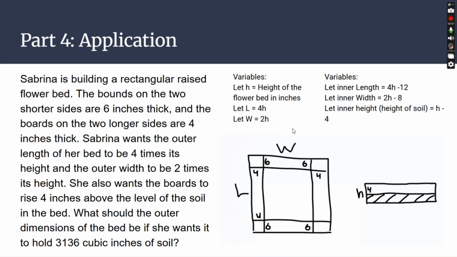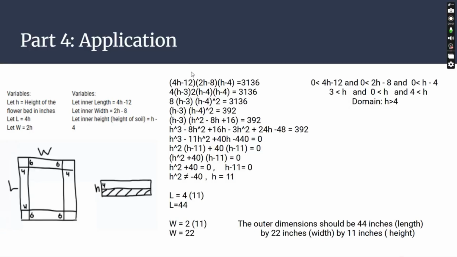Next, we subtract the board thickness to get the inner dimensions. The inner length is equal to 4h minus 12. The inner width is equal to 2h minus 8. And the inner height is h minus 4. The volume of soil inside the bed must be 3,136 cubic inches. So we form the equation: quantity 4h minus 12 times quantity 2h minus 8 times quantity h minus 4.